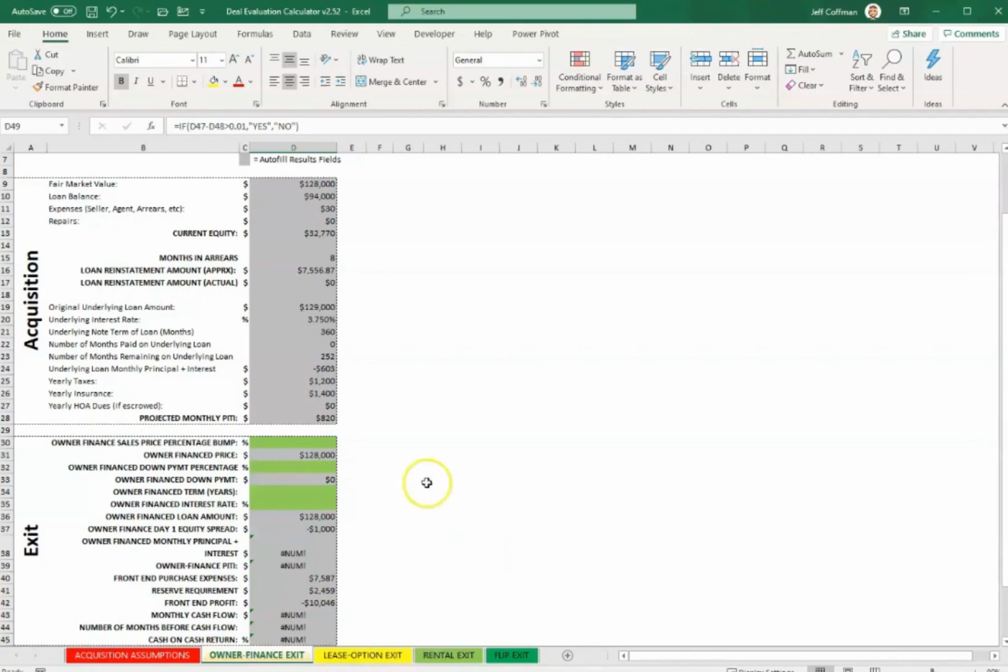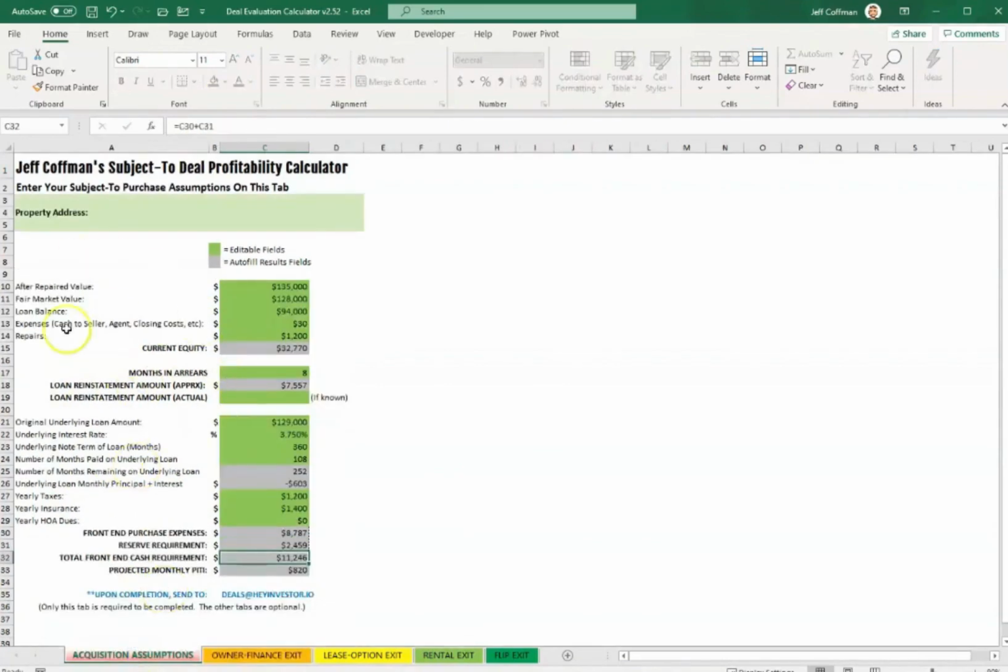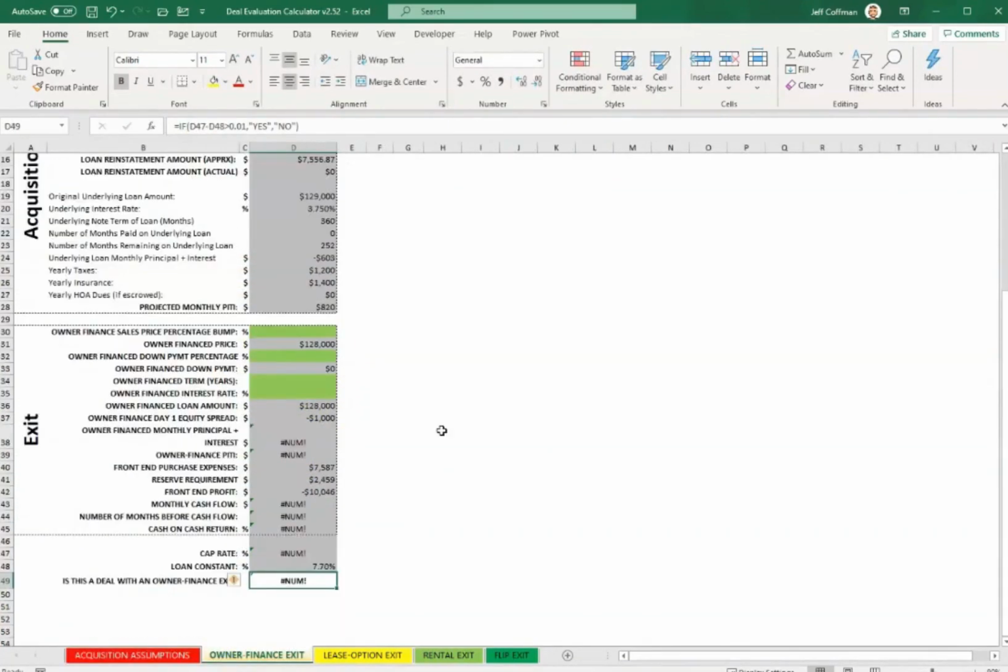And so what we have here is everything carries over. You'll see up in this acquisitions section here, everything just carries over from here into here. Now all we have to do is go in and plug in our numbers that we are going to use when we sell this property to our owner occupant buyer. And with owner finance, this gets really fun because, and this is my preferred exit strategy, I literally get to create these numbers and base these numbers off the amount of cash flow that I would like to receive.